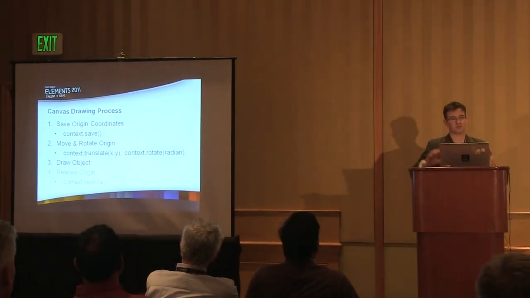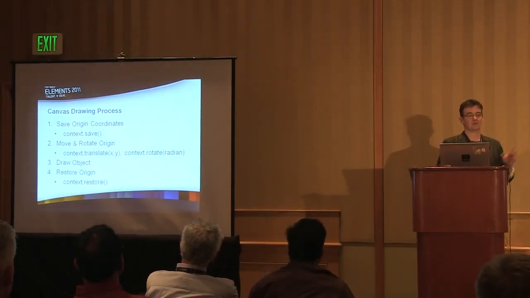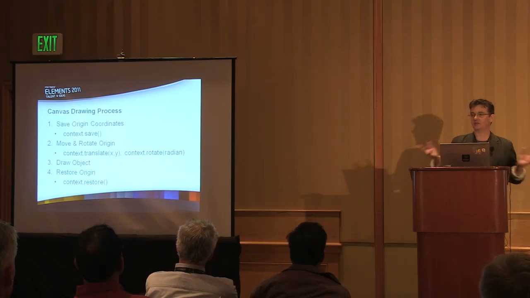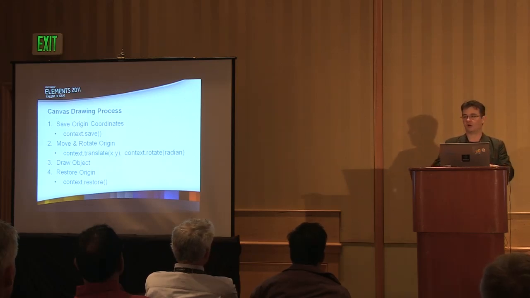And then what you're going to do is restore back. You're going to move that origin and that rotation back to where it was before. And then you're going to do this over and over again for everything that you draw. And that allows you to draw all sorts of objects wherever you want them, at whatever angle you want them.